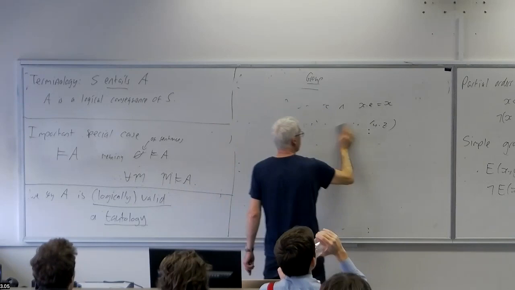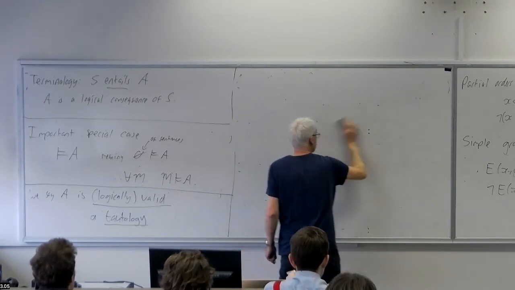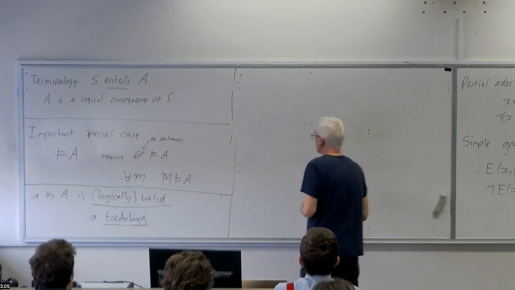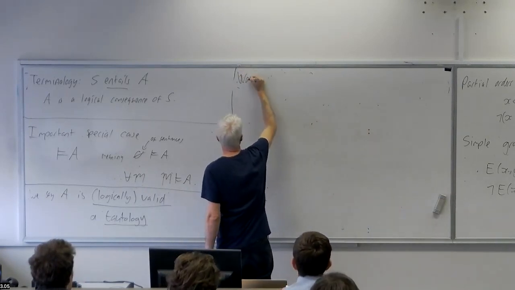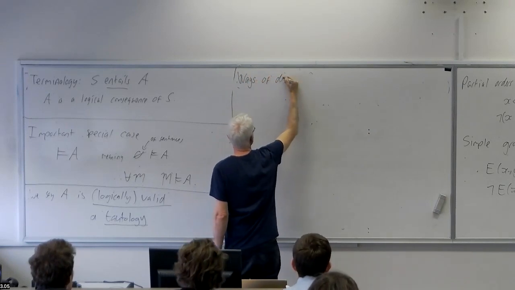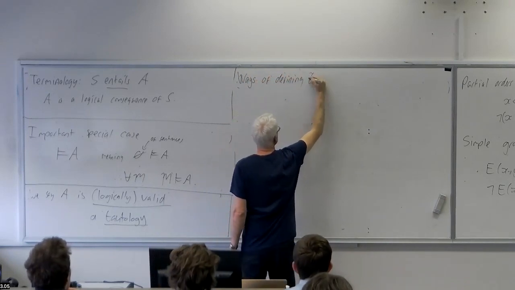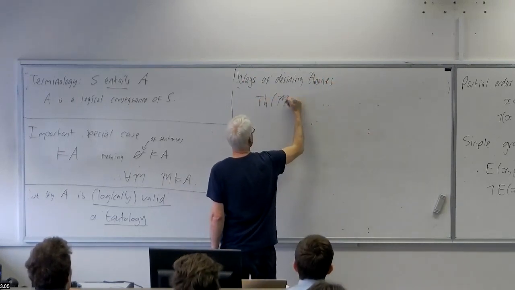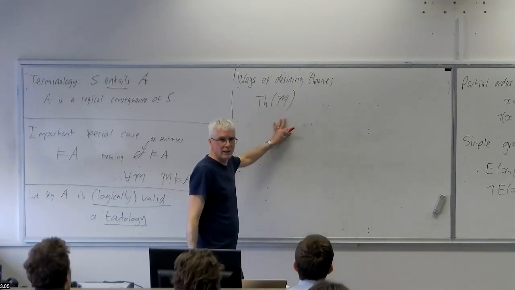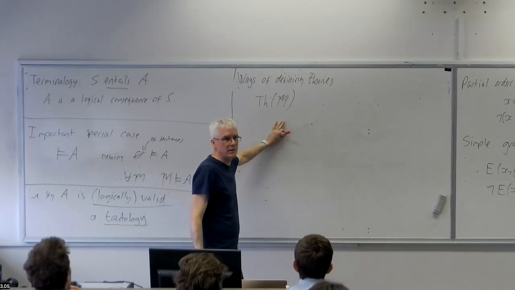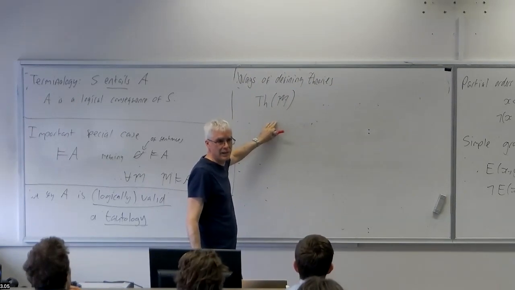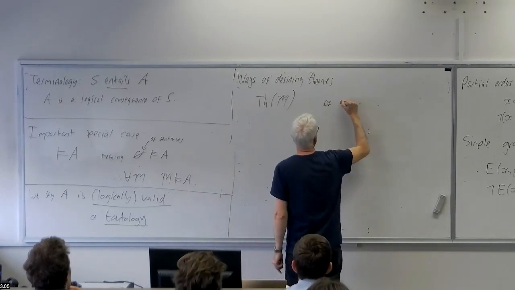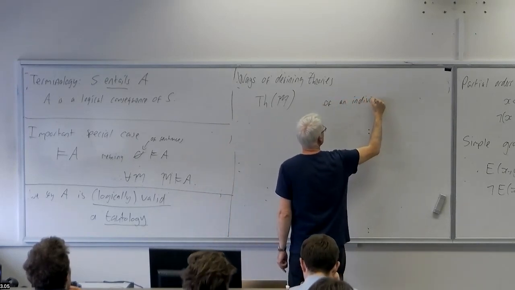This is to do with the notion of theory. So we have seen various ways of defining theories. We've got the theory of an individual structure, which we've already seen. And as we already saw, that's a complete theory. So for every sentence, either it or its negation belongs to the theory. The theory of an individual structure.